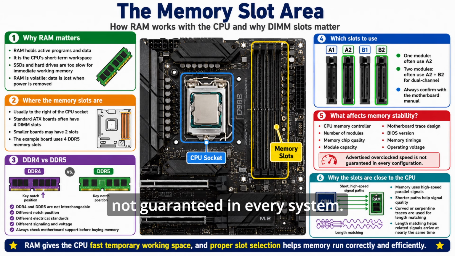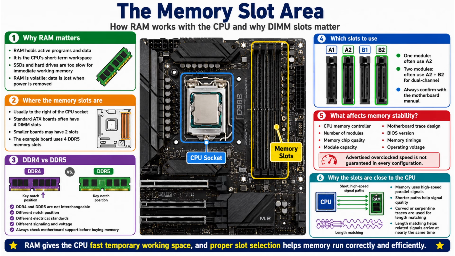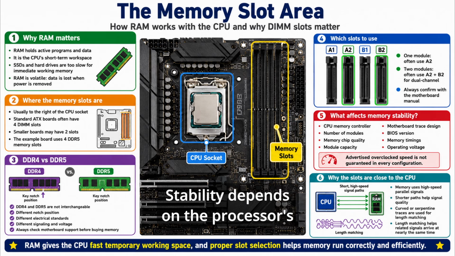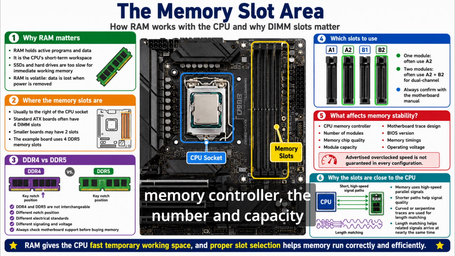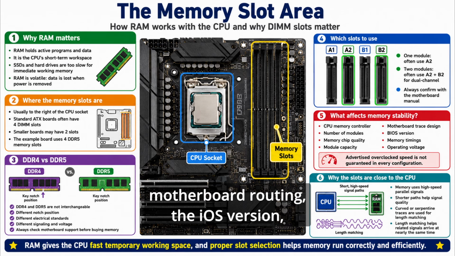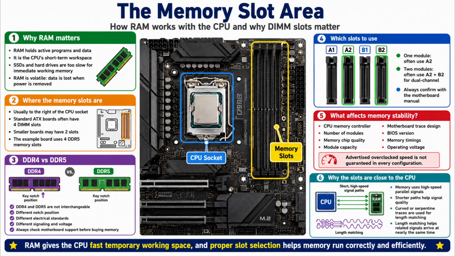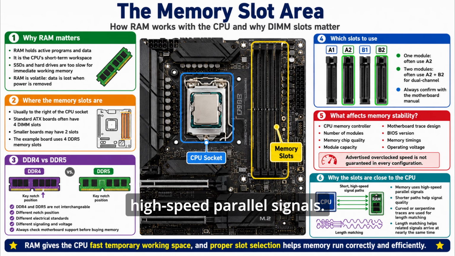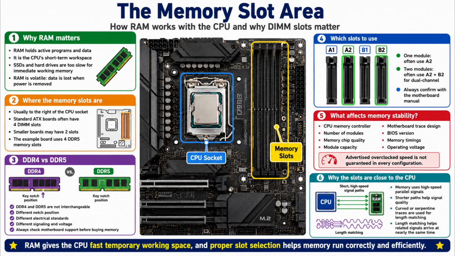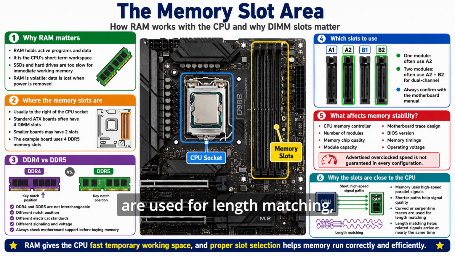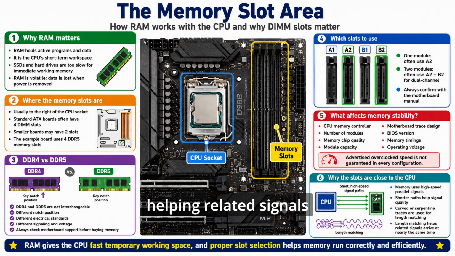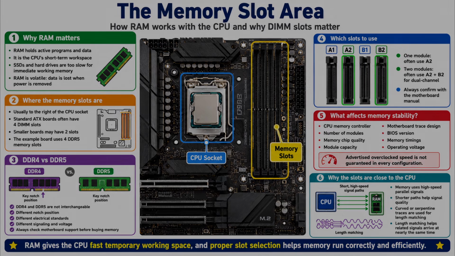Advertised memory speed is not guaranteed in every system. Stability depends on the processor's memory controller, the number and capacity of the modules, memory quality, motherboard routing, BIOS version, timings, and voltage. Memory slots are close to the CPU because the memory bus carries many high-speed parallel signals. Curved or serpentine traces are used for length matching, helping related signals arrive at nearly the same time.